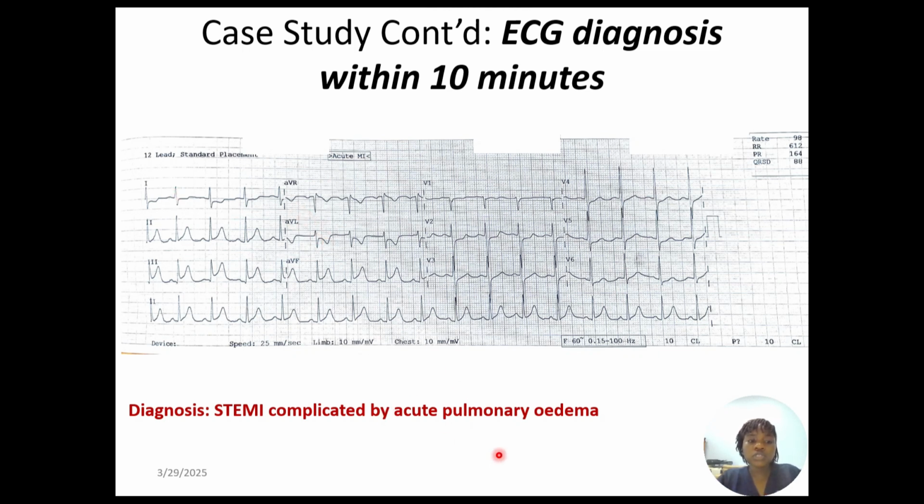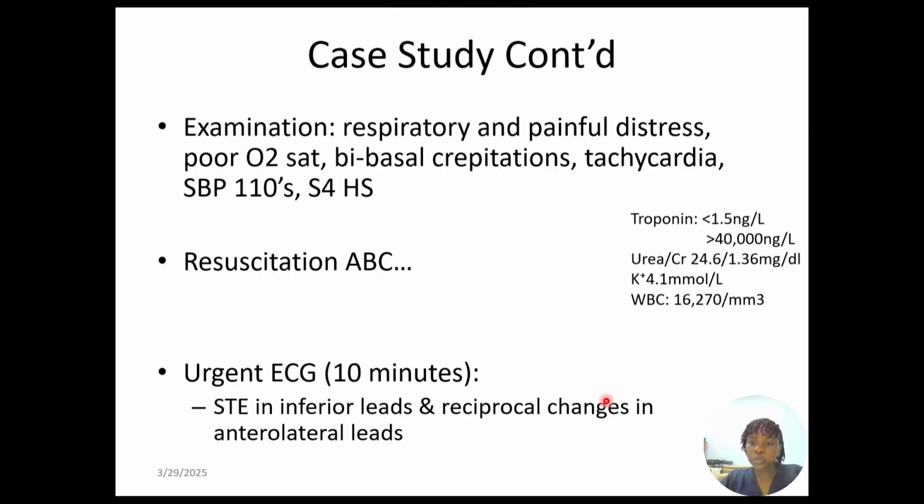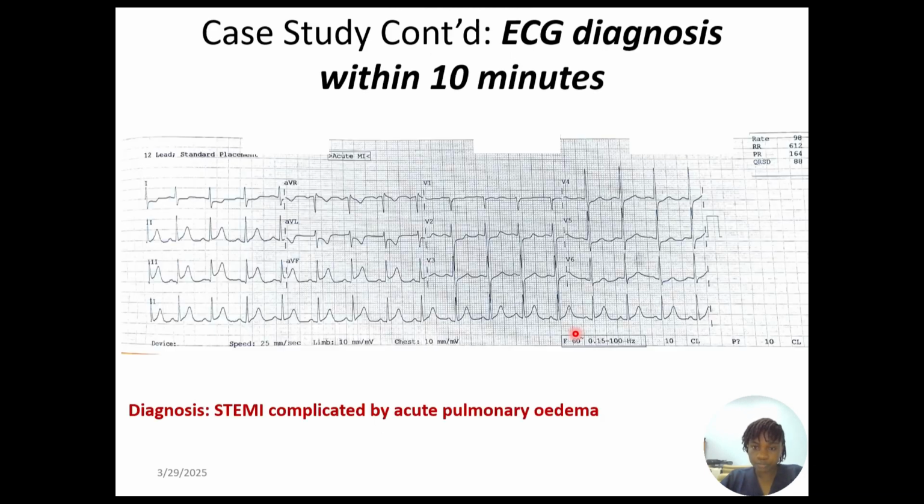Now, the diagnosis was made based on ECG of ST elevation myocardial infarction complicated by acute pulmonary edema. Troponin levels also showed a rise from 1.5 to greater than 40,000. His other investigations are as shown.